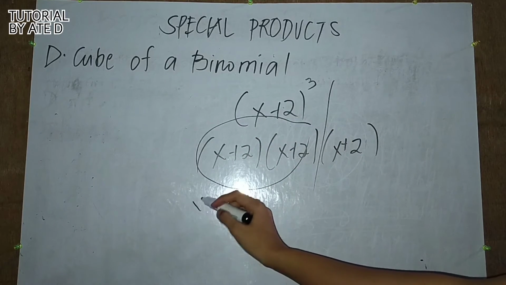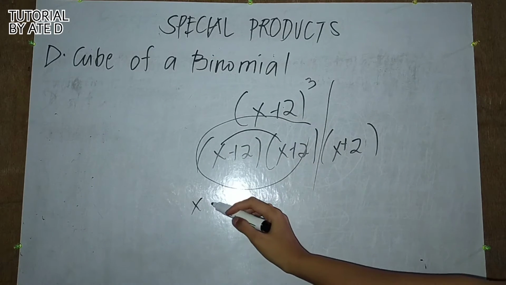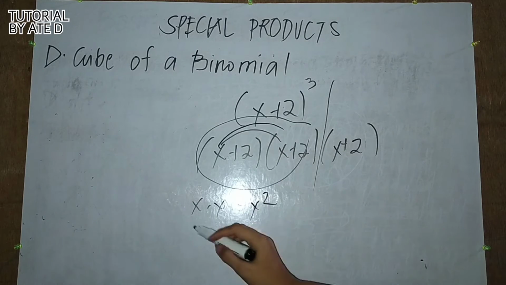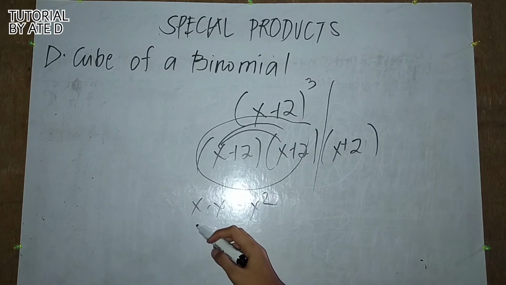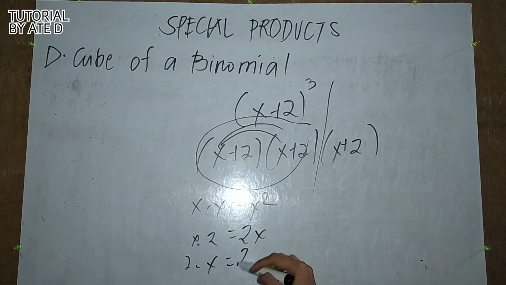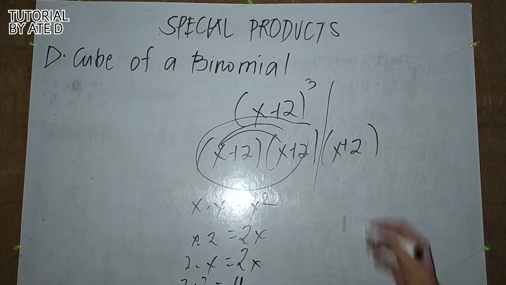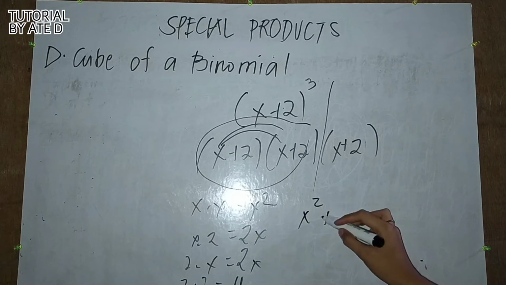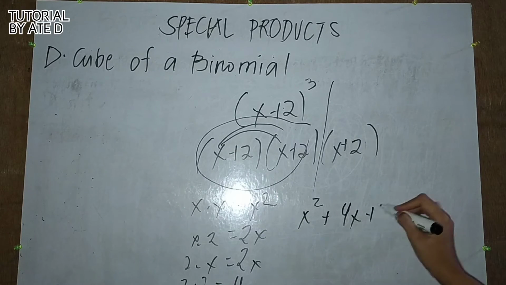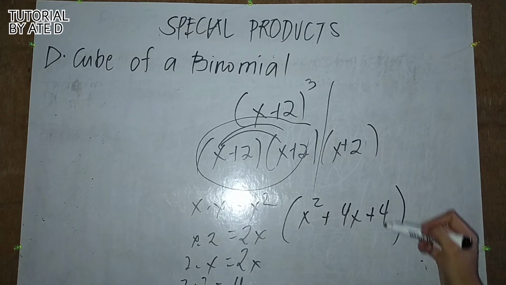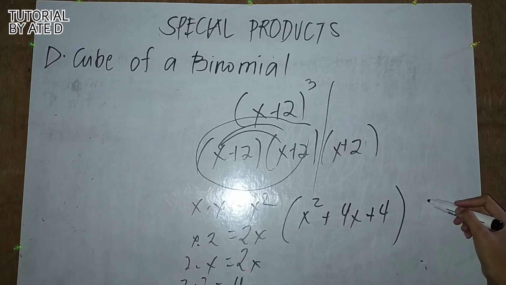So, multiplying x times x will give us x squared. X times 2 will give us 2x. 2 times x will give us 2x. And 2 times 2 will give us 4. So, pagsasamahin na natin, x squared, 2x plus 2x will give us 4x and 4. So, itong equation na to, ito na ang imumultiply natin sa isa pang x plus 2.